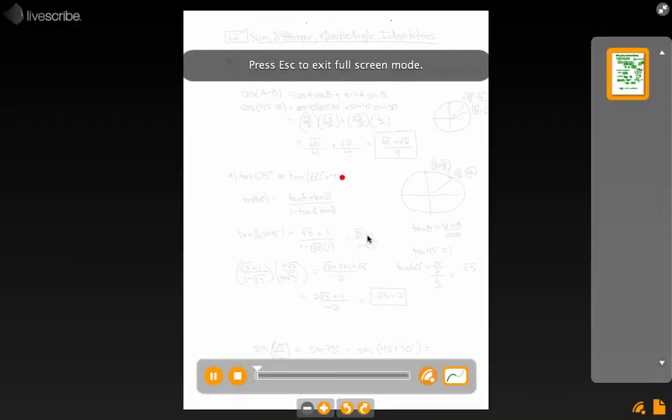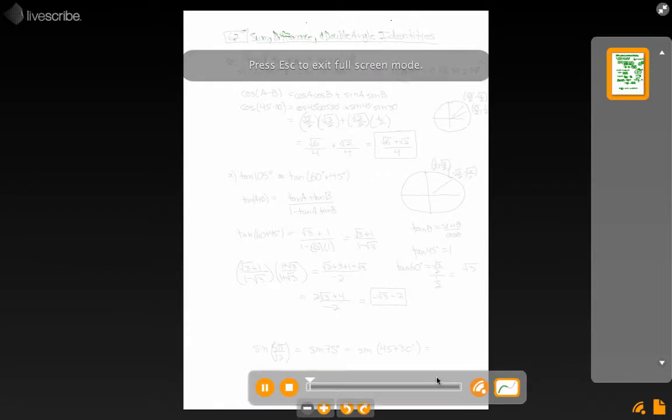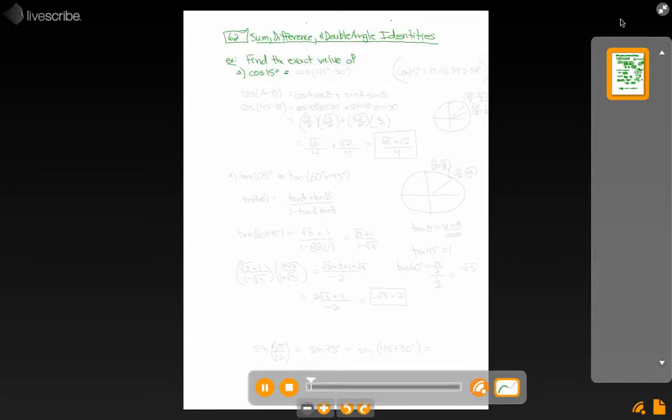This example comes out of section 6.2, sum, difference and double angle identities. One use of these identities is to do something like this, where it says find the exact value of cosine of 15 degrees. Now cosine of 15 degrees is not a number you would usually have the exact value memorized for. You could punch it into a calculator and it'll tell you that cosine of 15 degrees equals 0.9659258 decimal. No matter what you do with that number on a regular TI-83, 84 calculator anyway, you can't convert it into fractions or exact values.